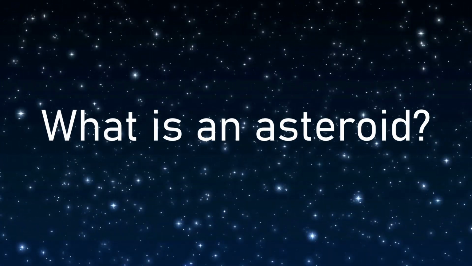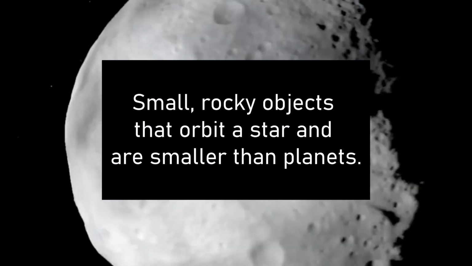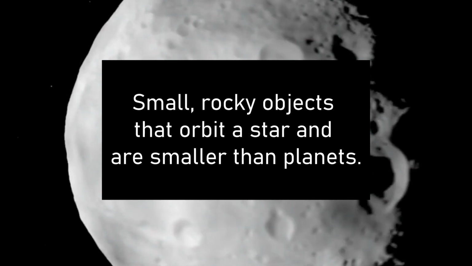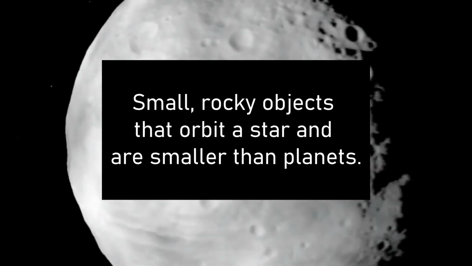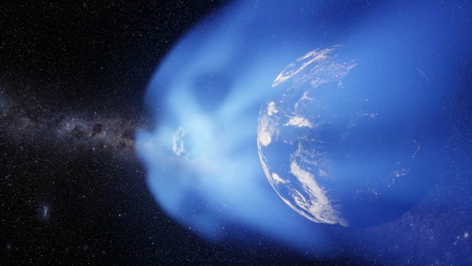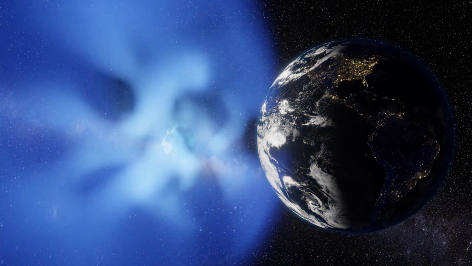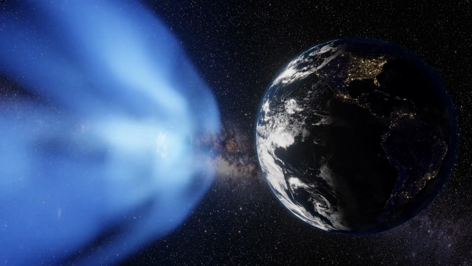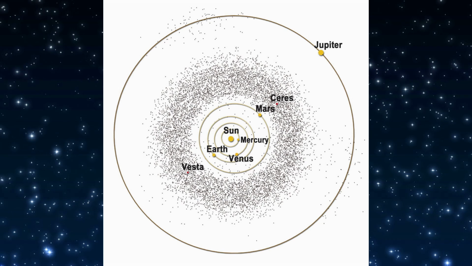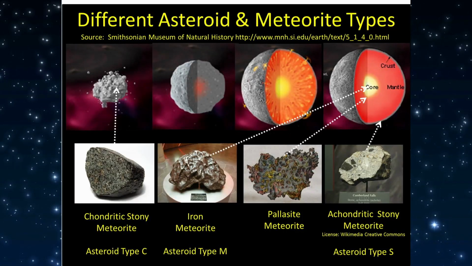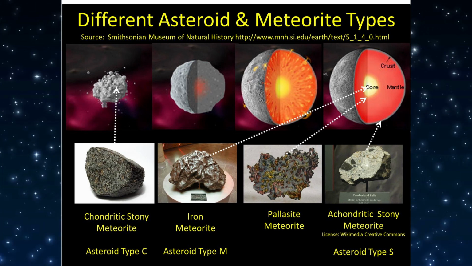Definition number 4 is an asteroid. Asteroids are small, rocky objects that orbit a star and are smaller than planets. Asteroids are made from metals and hard rocks, which is different from comets because comets are generally made of dust and ice. So most are found in the asteroid belt between Mars and Jupiter, and they can be classified into various types as well. So there are 3 different types.